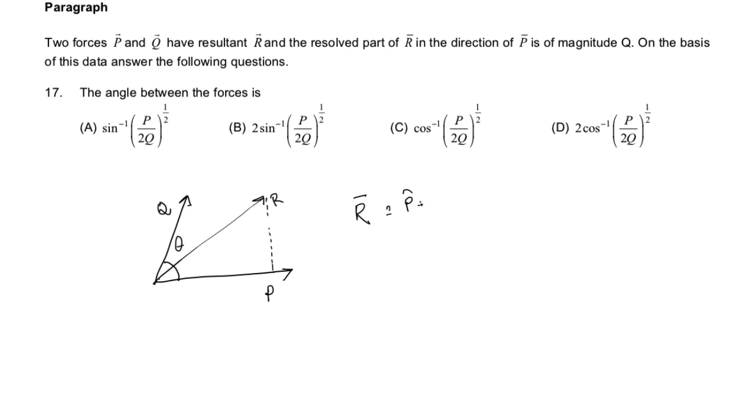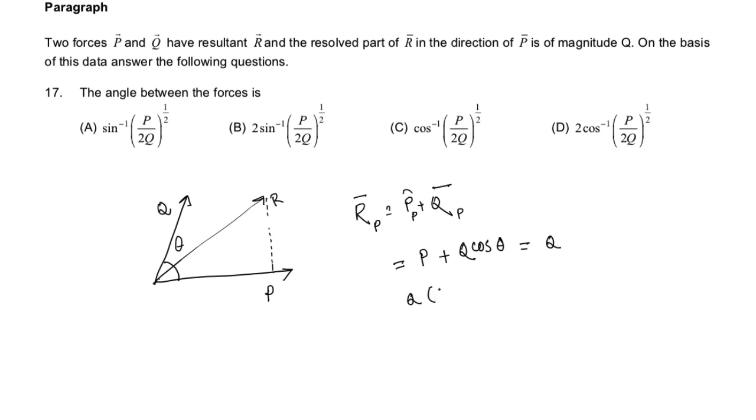As R vector is P vector plus Q vector, any component of R vector in any direction is nothing but the sum of components of P vector and Q vector individually along the same direction. So the component of R vector along P direction is component of P along P direction plus component of Q along P direction. The component of P along P is definitely P, and component of Q along P direction is Q cos theta. So that becomes equal to Q by your question.